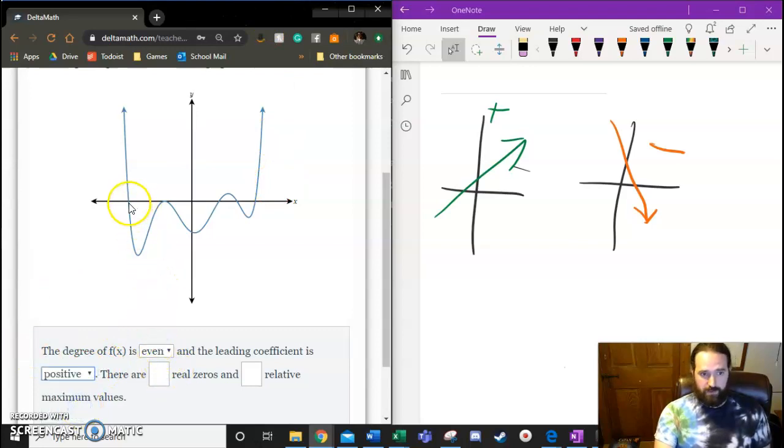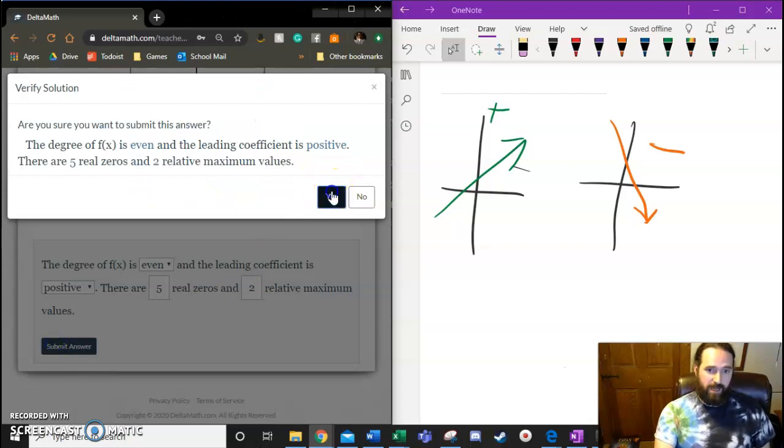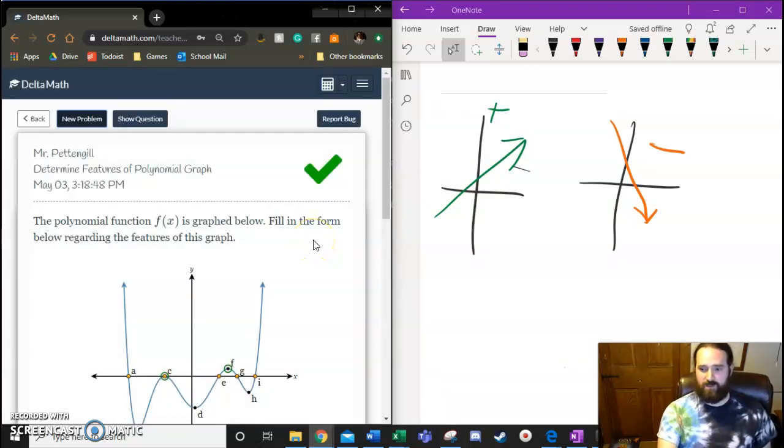There are blank real zeros. 1, 2, 3, 4, 5. I feel like we saw this one earlier. Whatever. And blank relative maximum values. So I'm looking at being maximums, not the minimums, not the total extremes, the maximums, the tops. So this guy doesn't count up here. This guy down here, 1, 2, doesn't count. So 2. I said 2. I'm typing 2. I'm hitting submit. I'm saying yes, and I'm going 50-50 on this video.